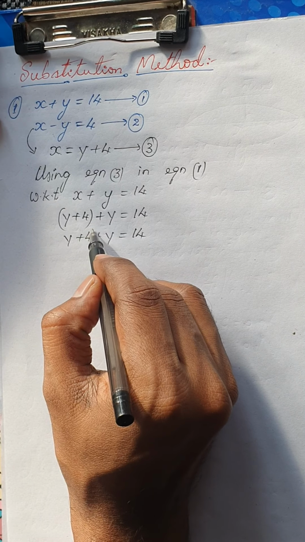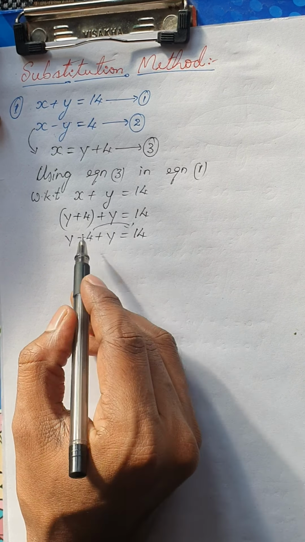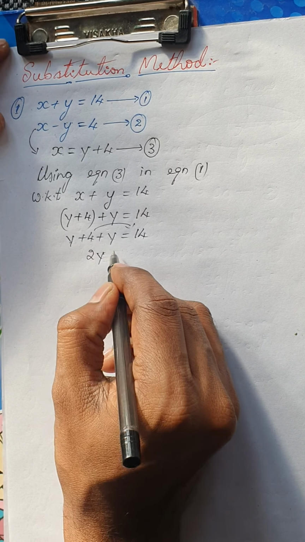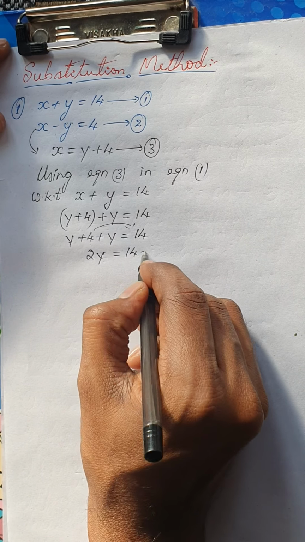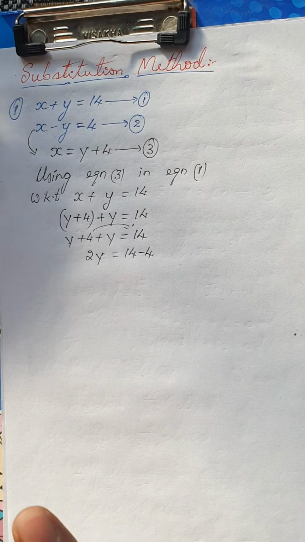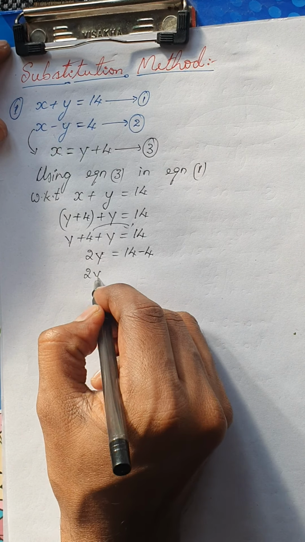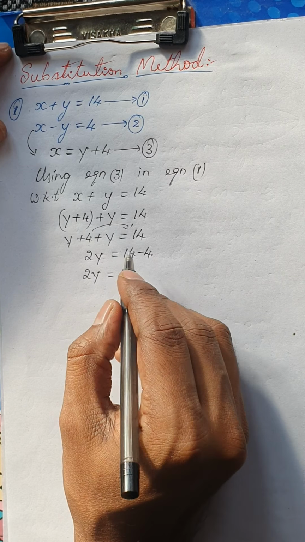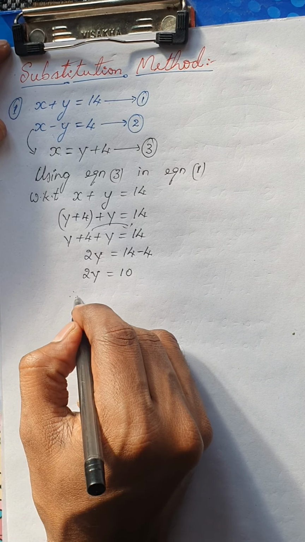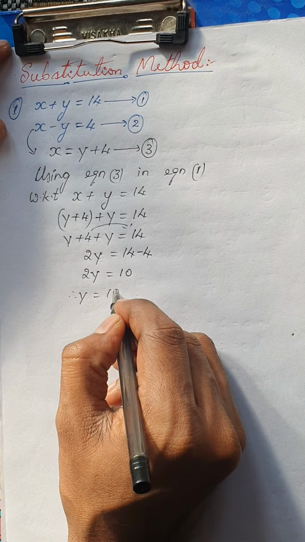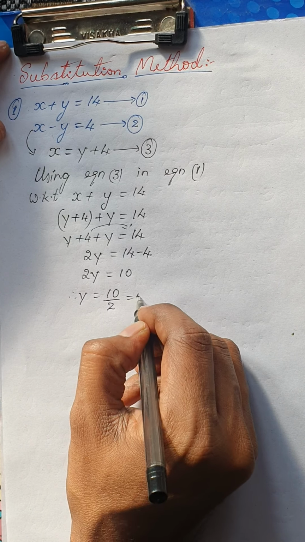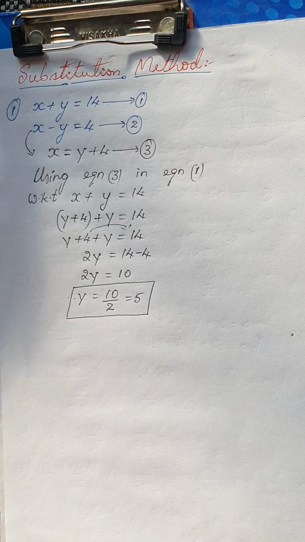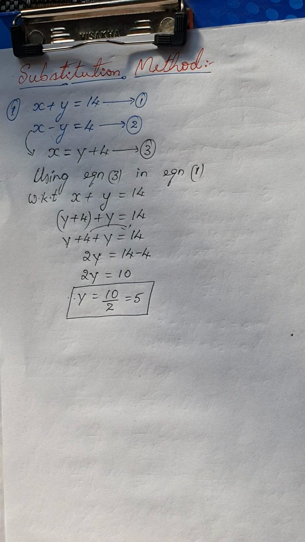Now take this 4 to the right hand side. I will get y plus y, which is 2y, is equal to 14 minus 4. What is 14 minus 4? It is 10, isn't it? Therefore y will be 10 divided by 2, which is nothing but 5. Is it clear? So I got the value of y.